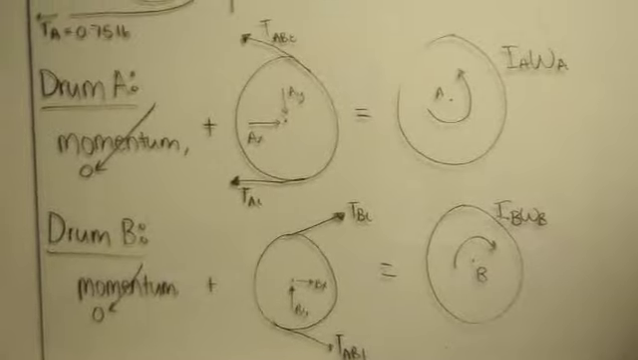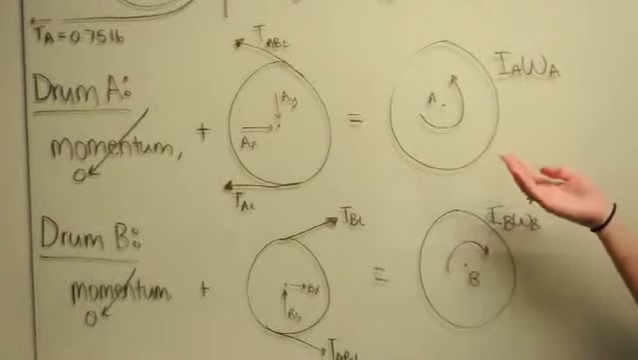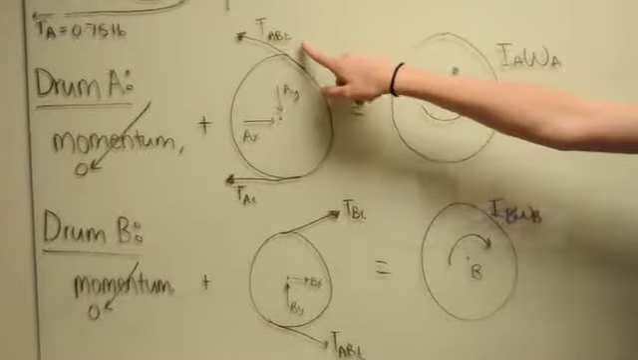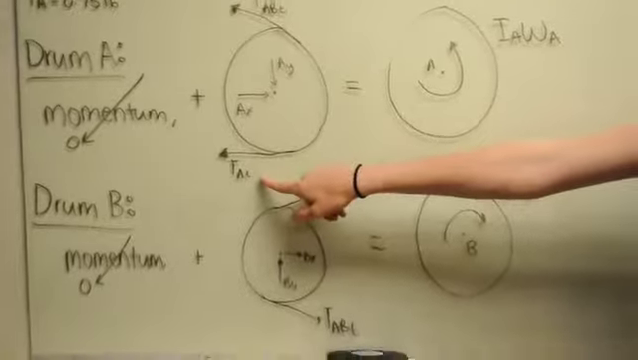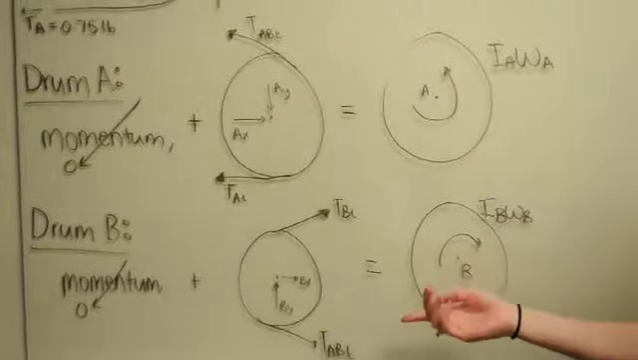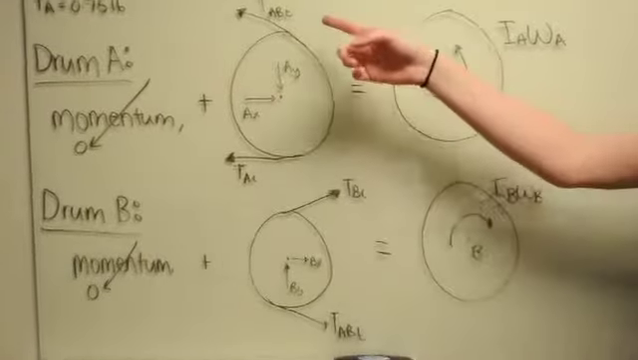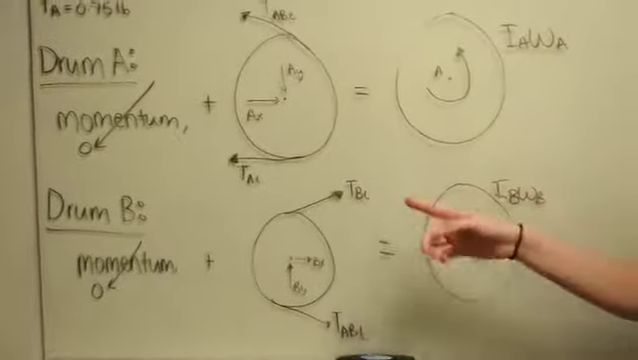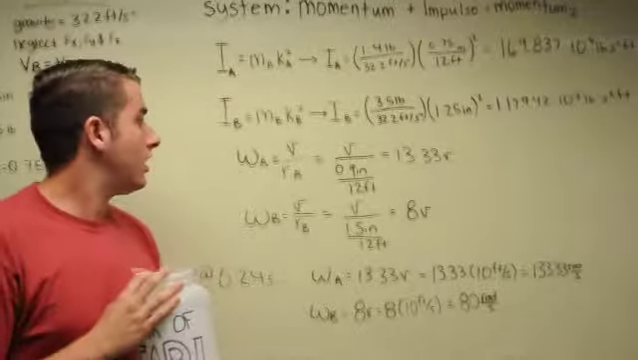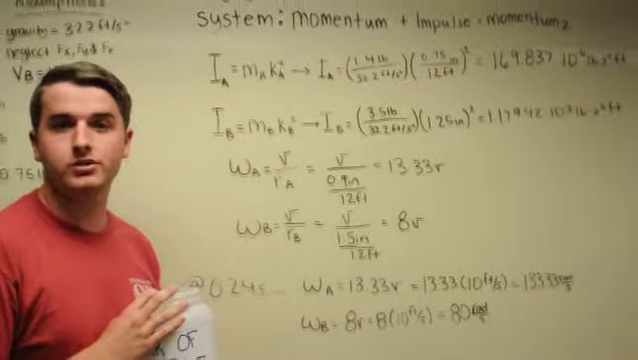To solve this, we have to isolate drum A and use the impulse momentum theorem to solve for tension in AB, since we're given the tension in A. Then we isolate drum B and use the impulse momentum theorem again and the value we solved for TAB to solve for TB.